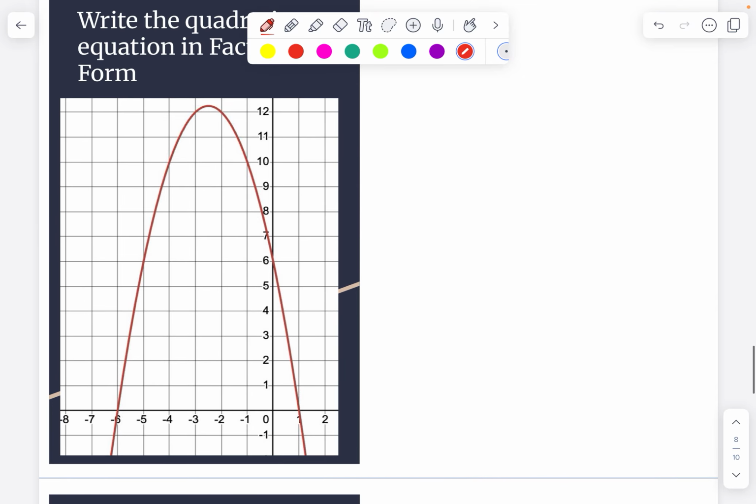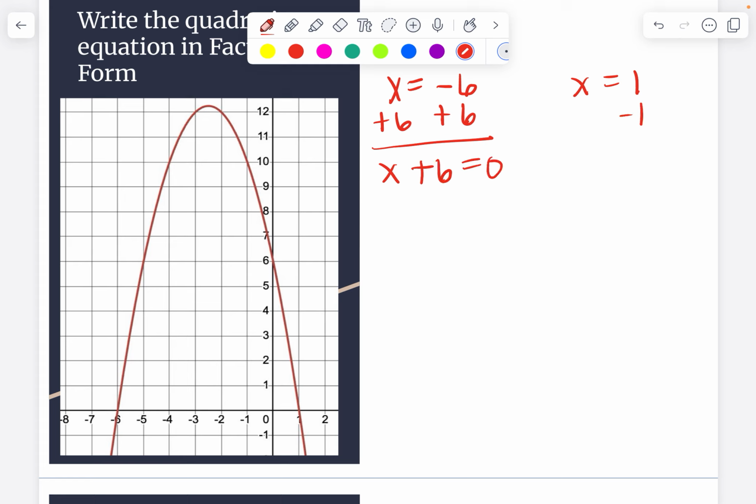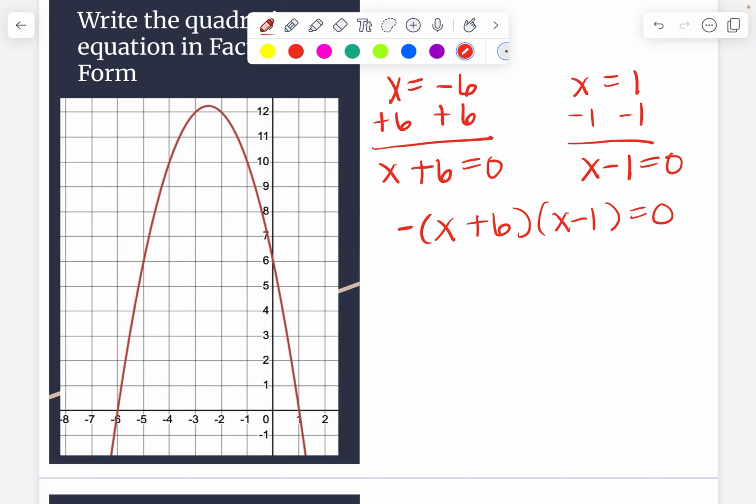All right, this one, my x-intercepts are at negative 6 and positive 1. Working backwards and getting these equal to 0, I'm going to add 6 to both sides. So x plus 6 is 0. Take 1 from both sides. X minus 1 is 0. So we have x plus 6 times x minus 1 is 0. Then you have to be careful. This graph is upside down. It's opening down, which means I have to have a negative in front. So again, remember, if the graph is opening down, then you have to start with a negative.